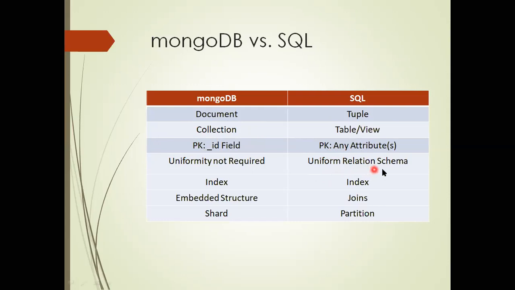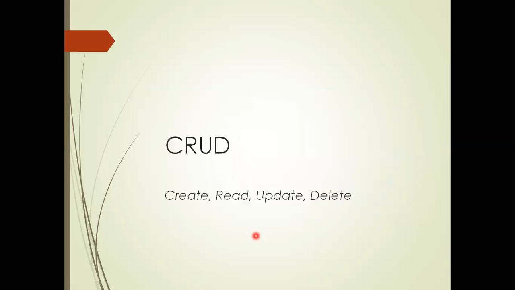SQL has a uniform relational schema, which is a predefined schema, but uniformity in the case of MongoDB is not required. It is schemaless. Indexes are supported in both MongoDB and SQL. SQL supports joins and Mongo supports embedded structures. SQL works by partitioning and MongoDB works by sharding. They are known as shards. We have already discussed shards also.